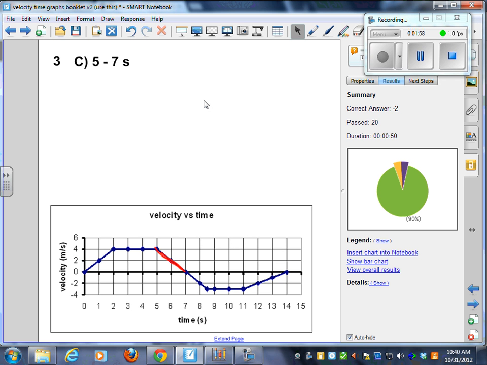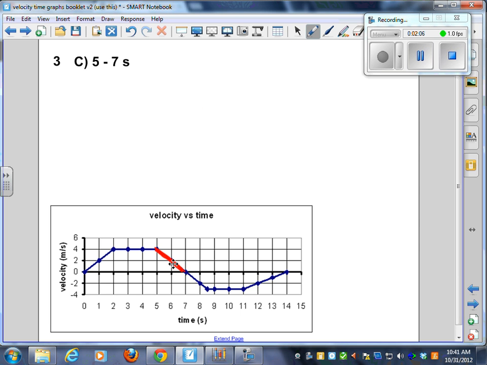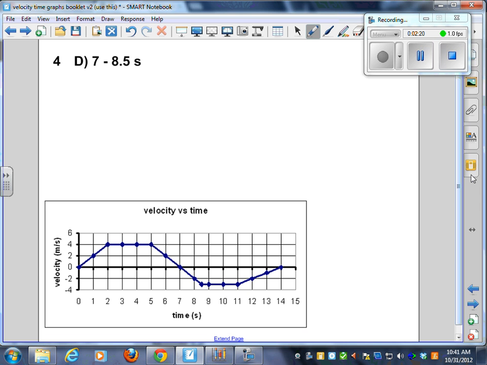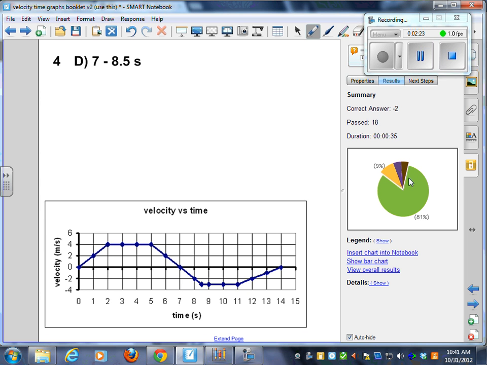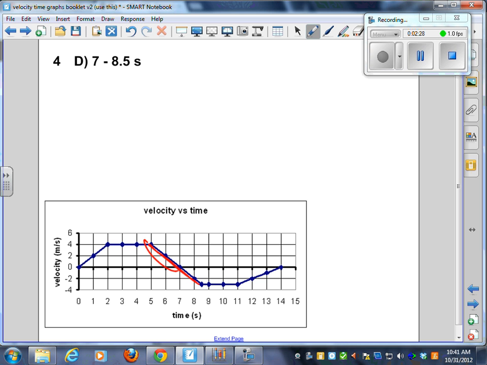Number 3, the slope is minus 2. The slope here is minus 2. It's down 4 over 2, minus 2 meters per second squared. D, your answer should be a continuation. It's still minus 2. Right? This is a straight line. It's minus 2 above and it's minus 2 below. It's the slope. Minus 2.